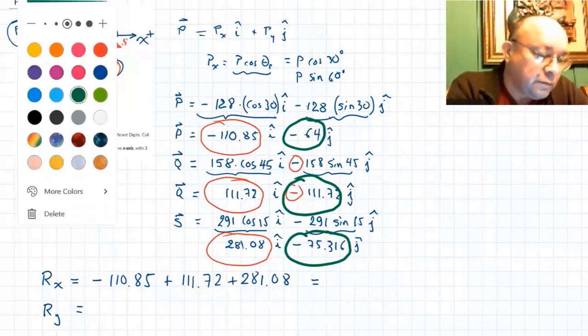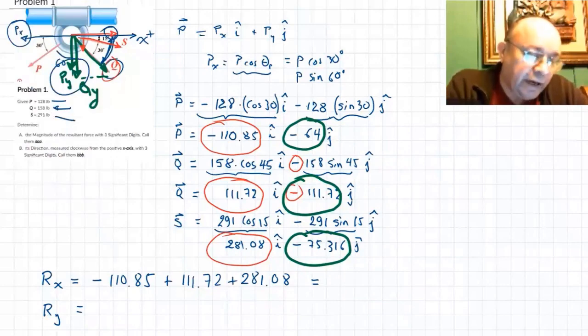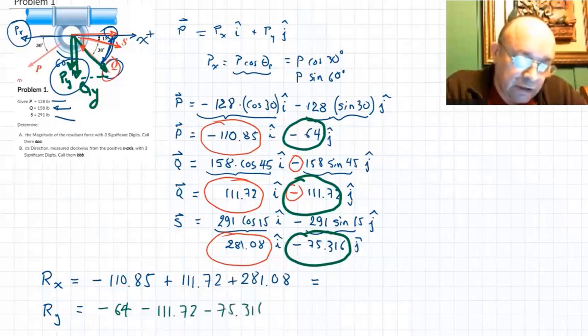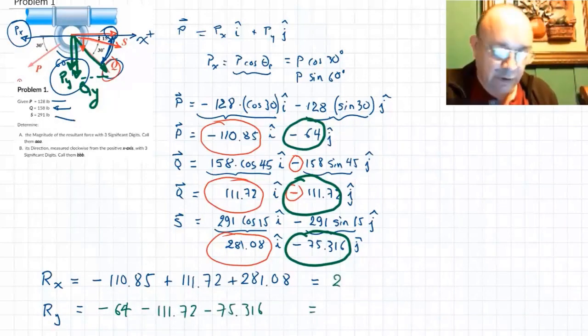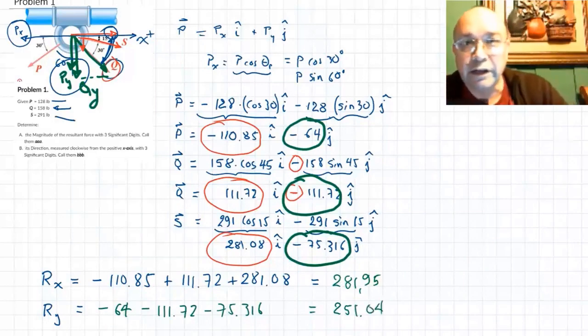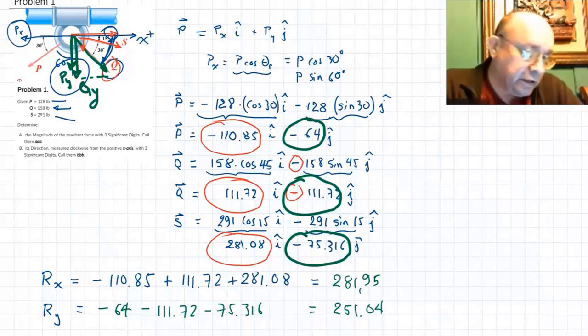So there will be minus 64 minus 111.72 minus 75.316, which equals minus 251.04. So those are the components of the resultant, and it says here to find the magnitude.